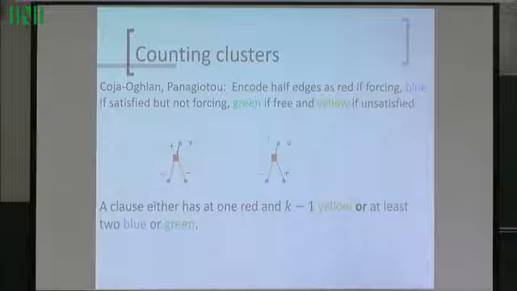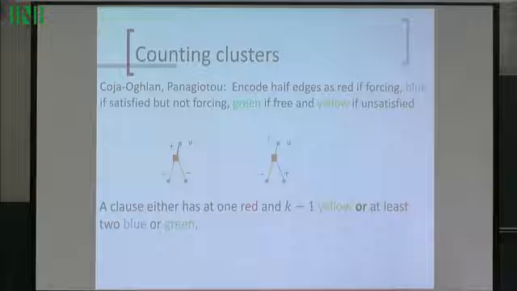The variables have to either be all green or have at least one red edge, and you can't have red edges that force it to be both a plus and a minus. So those are the rules that this coloring of the edges has to follow, and it's equivalent to this model of labeling variables as plus, minus, and free.